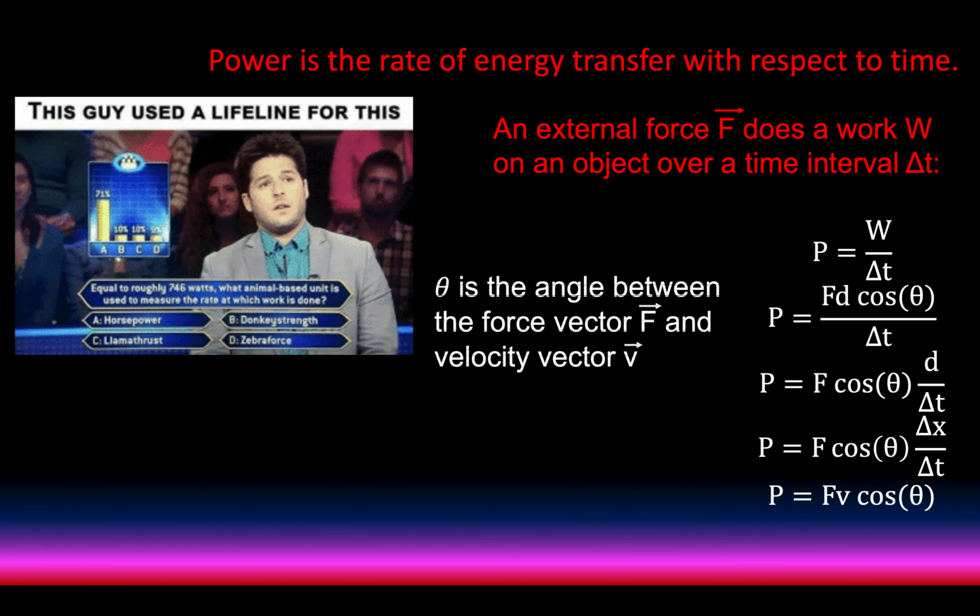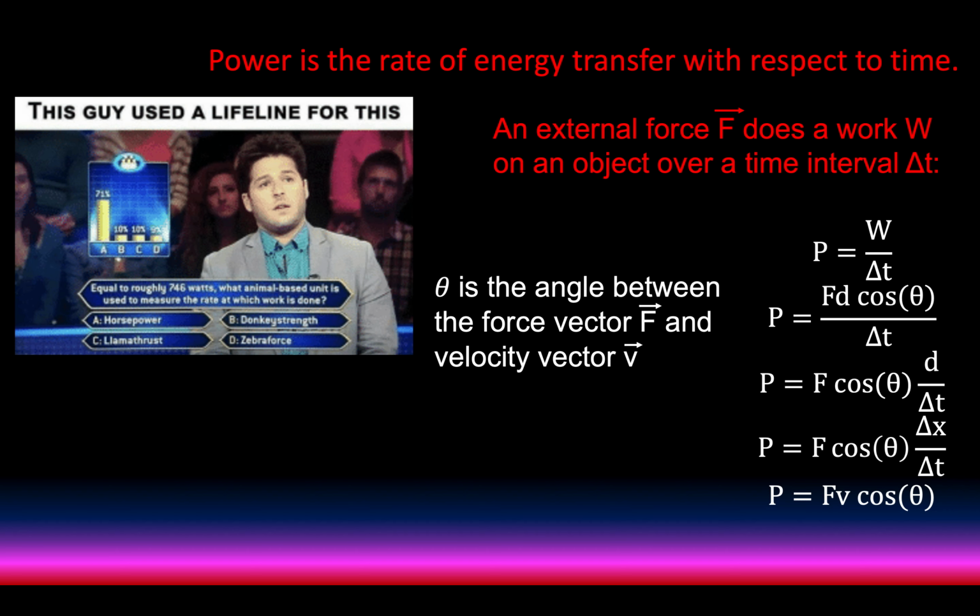So if I am pushing on an object with a force F, and at some certain instant, that object is moving with a velocity v. Remember, both force and velocity are vector quantities. They will have some orientation. They might be parallel with each other. They might be anti-parallel or something else. These vectors will have some angle between them, something between 0 and 180 degrees. So theta is the angle between the force vector and the velocity vector.